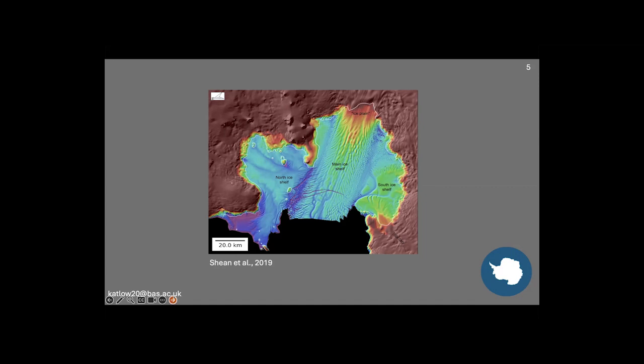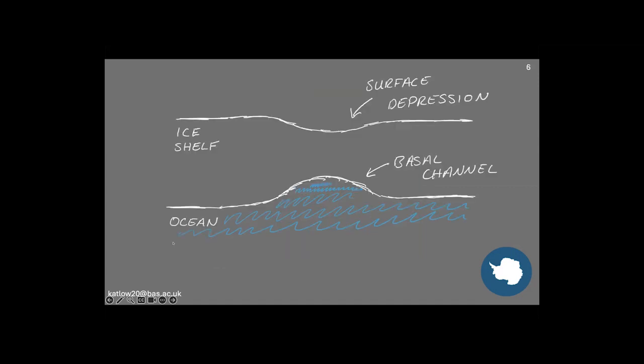Now, what these features are in the elevation are actually a reflection of the ice shelf base. So if we take a cross section of our ice shelf, it might look something like this, where that surface depression corresponds to a basal channel. And the ice does this because it's floating, and it's this assumption that the ice is in hydrostatic equilibrium that allows us to derive changes about the ice shelf base through changes in its surface.